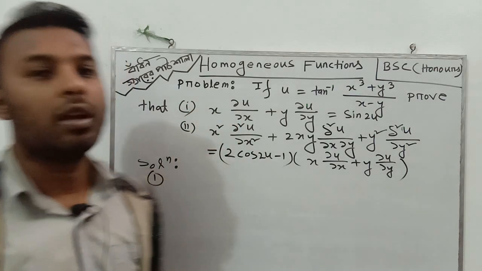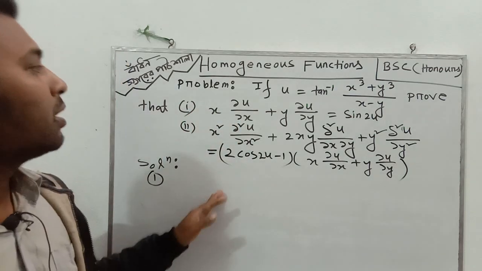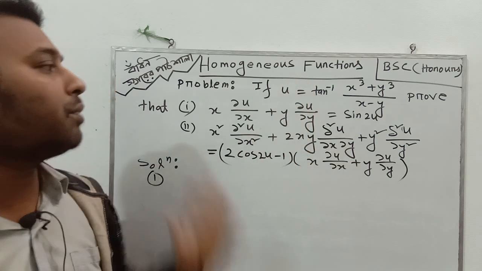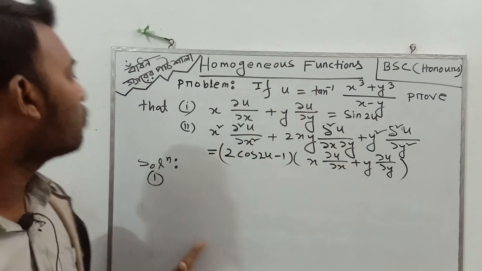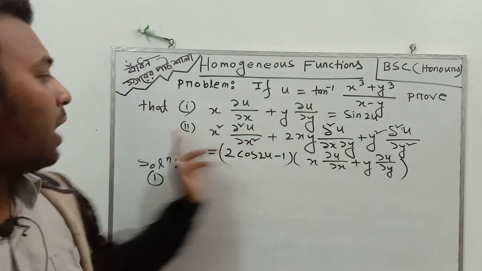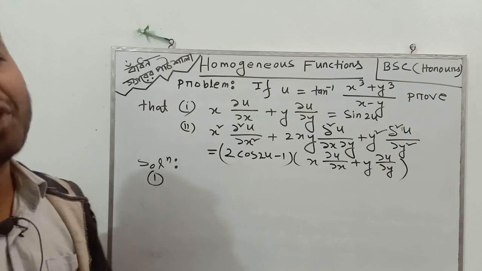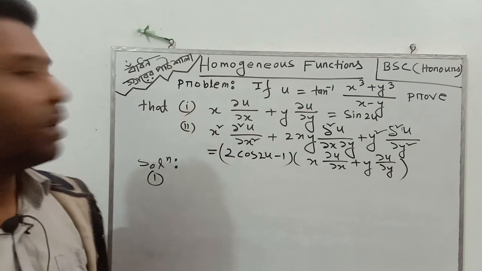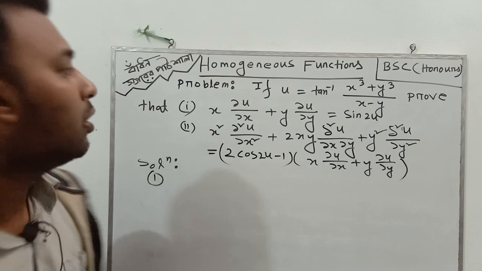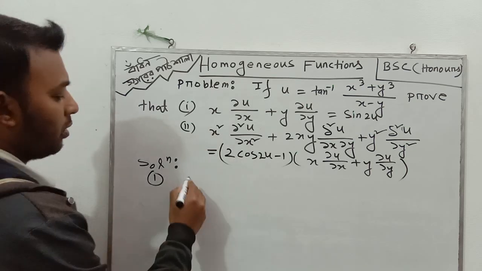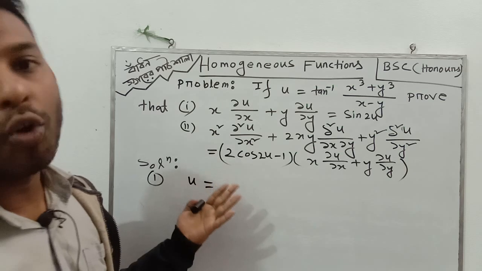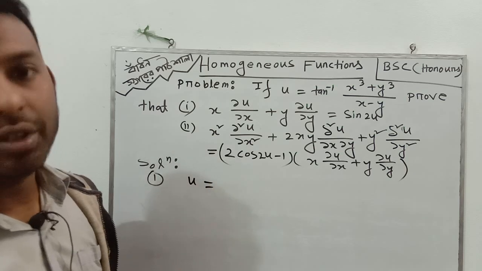Problem. I have given two problems. If u is equal to tan inverse of x cube plus y cube divided by x minus y, prove number 1 and number 2. At first we have to prove number 1 and then we have to prove number 2 using number 1. Okay, at first we have to check whether it is homogeneous or not.